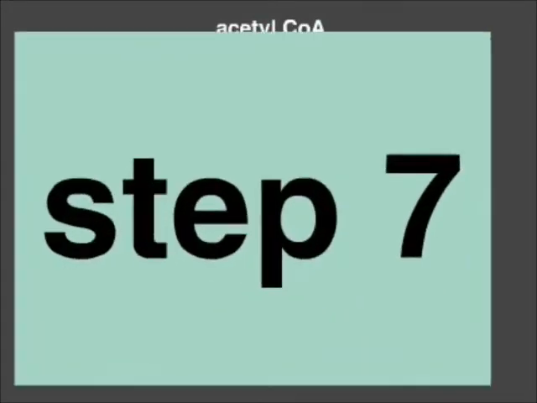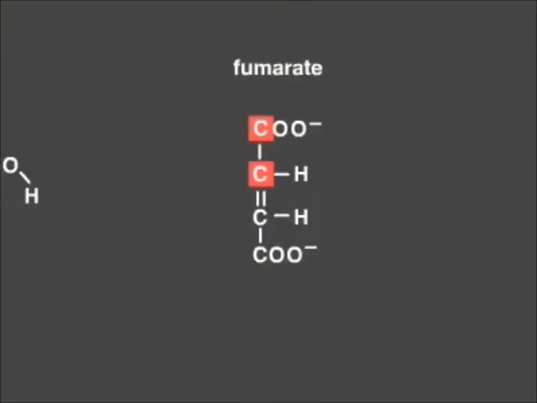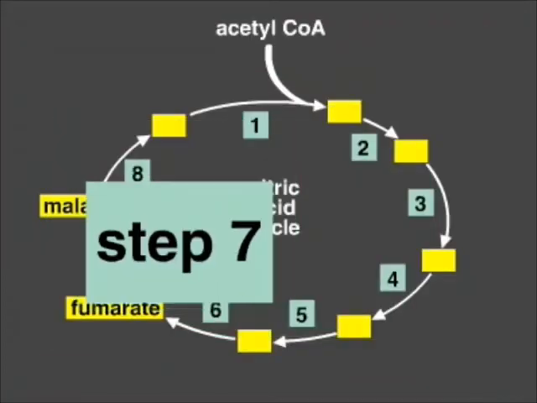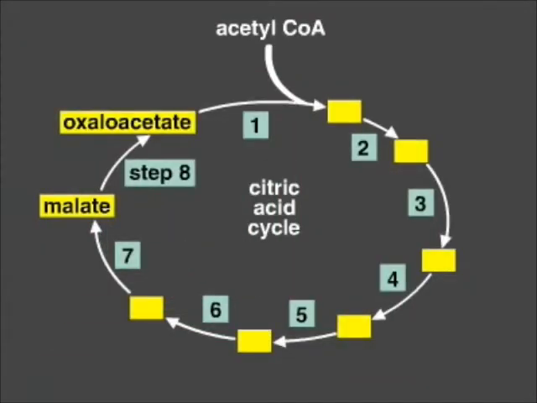In the next reaction, fumarate combines with the water molecule. The resulting molecule is malate, with the water molecule added across the 2 central carbons. The next step produces the final NADH molecule. In this reaction, malate is converted to oxaloacetate.